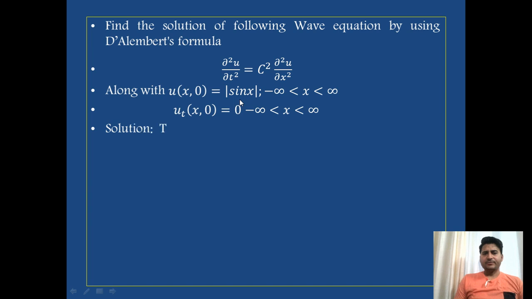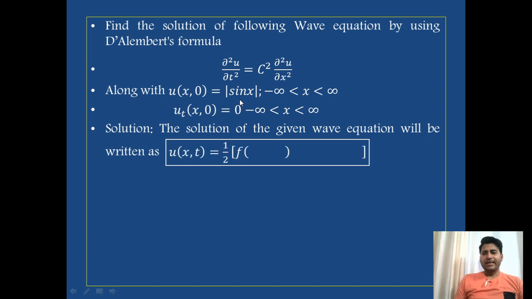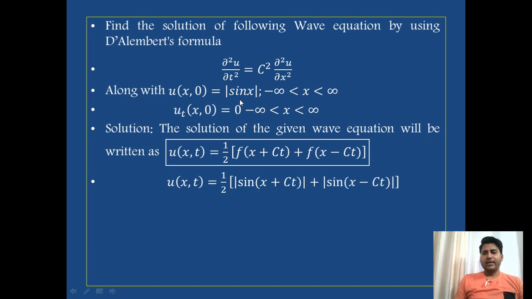Let us start. The solution by using D'Alembert's formula is the same as earlier. Put f of x plus ct and f of x minus ct. This will look like this. Use a trigonometric identity. I will get mod of sin x into mod of cos ct. This will be the solution of the given equation by using D'Alembert's formula. Remember, this is the easiest or shortest method to find the solution.